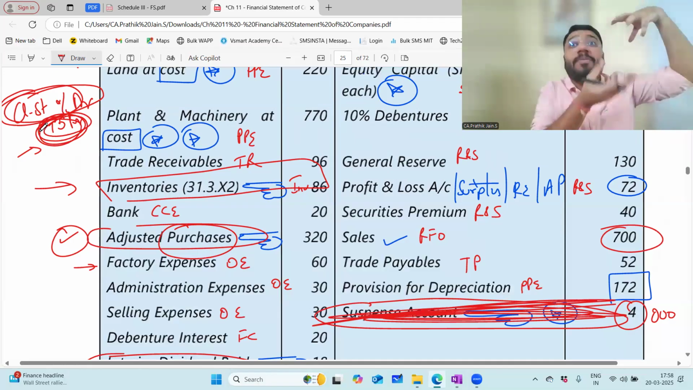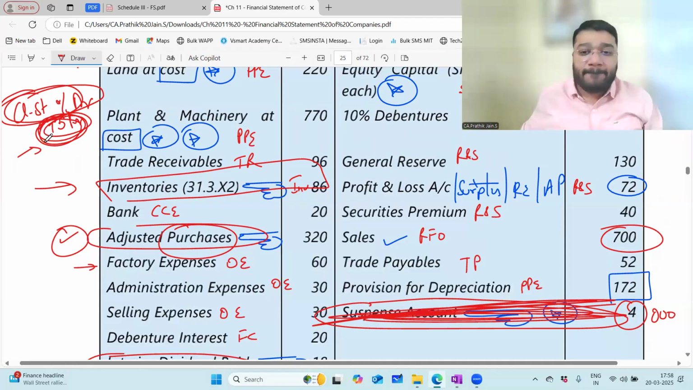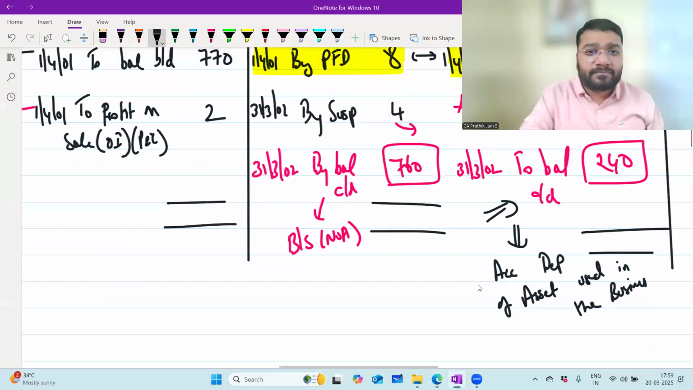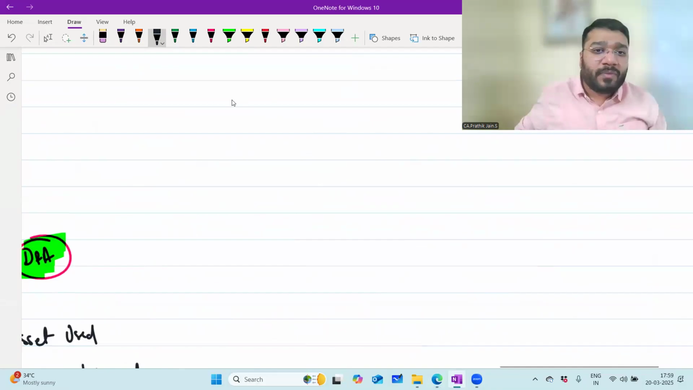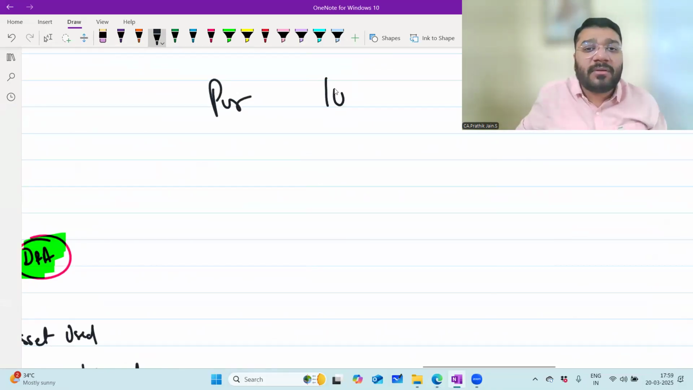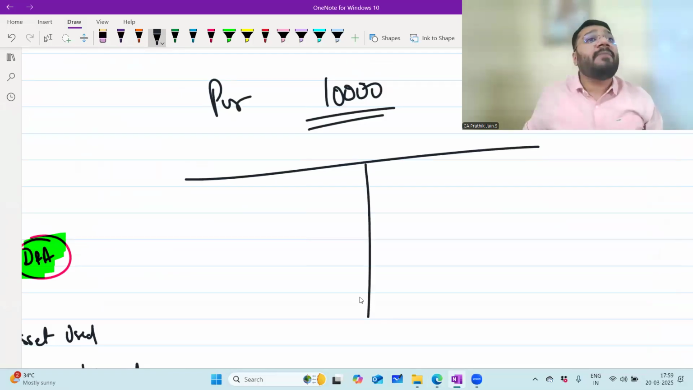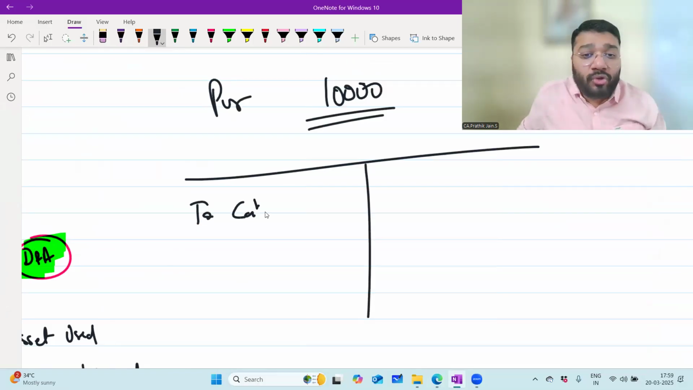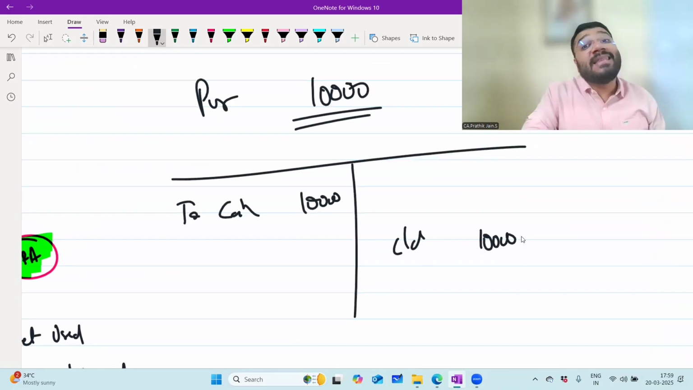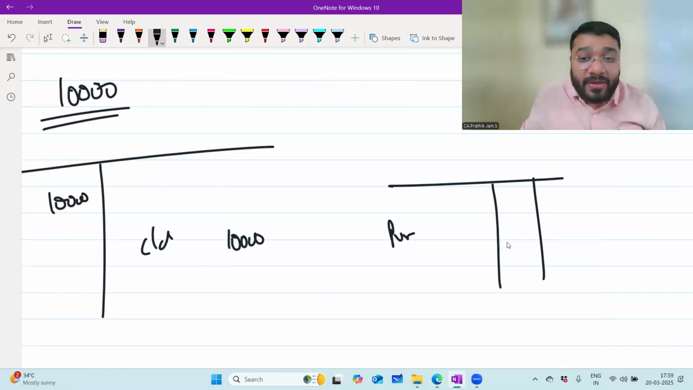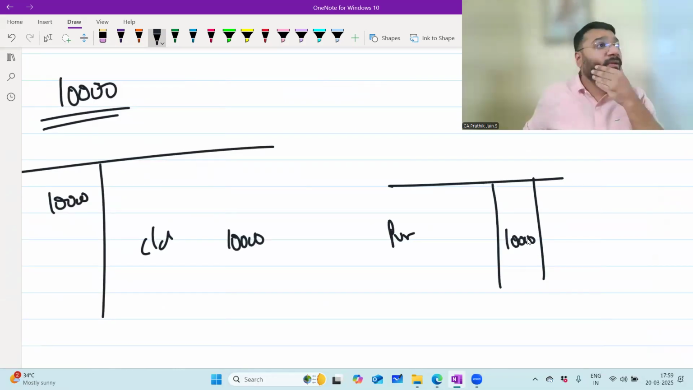Reducing the purchase, what does that mean? I didn't understand. Can you please explain with an example? Okay. I purchased goods worth 10,000 rupees. So in the purchase ledger, what will be the entry? Purchase to cash, 10,000. So what is my closing balance? 10,000. In the trial balance, it will be called purchase 10,000. If I only pass the purchase entry and leave it, this is the presentation.